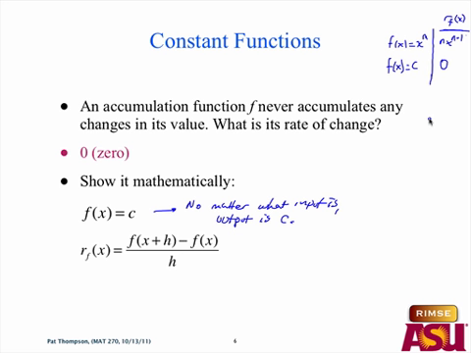So what's f of x plus h? C plus h. What does this tell me about this function again? So don't lose sight of what the function is. It's always C no matter what the input is. That's what that says. So what's f of x plus h? C. What's f of x? C. What's the value of the rate? C minus C is 0, right? So it works.